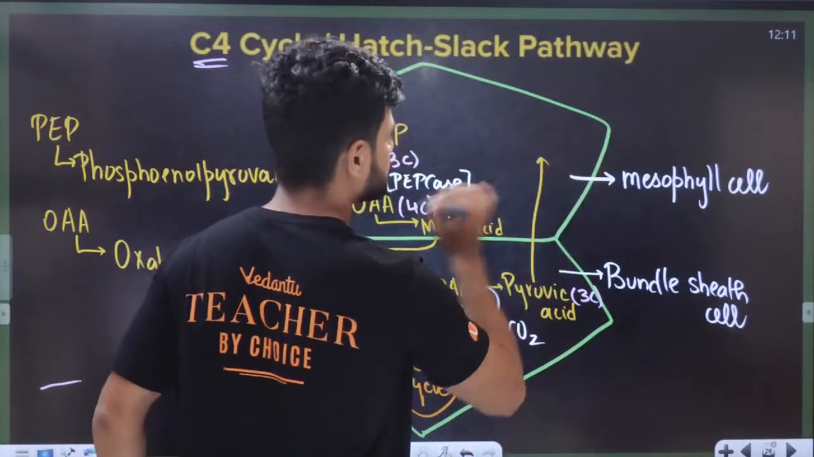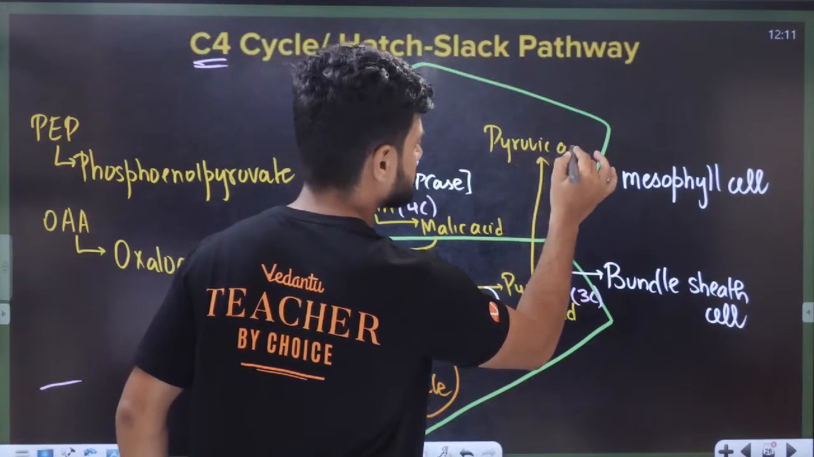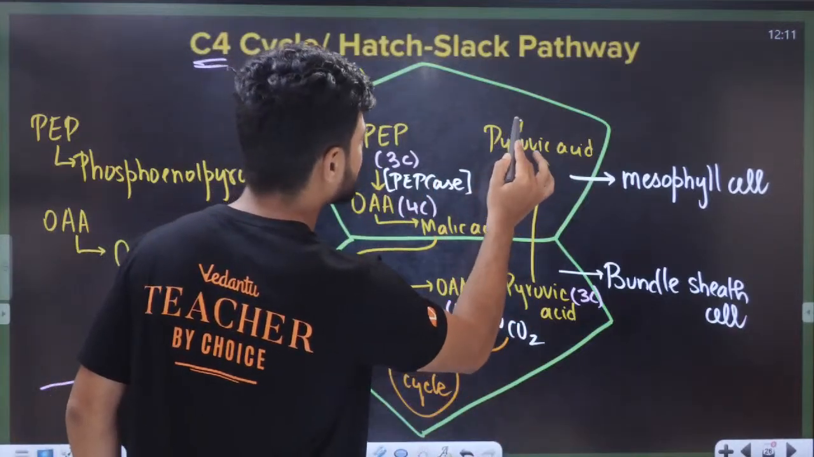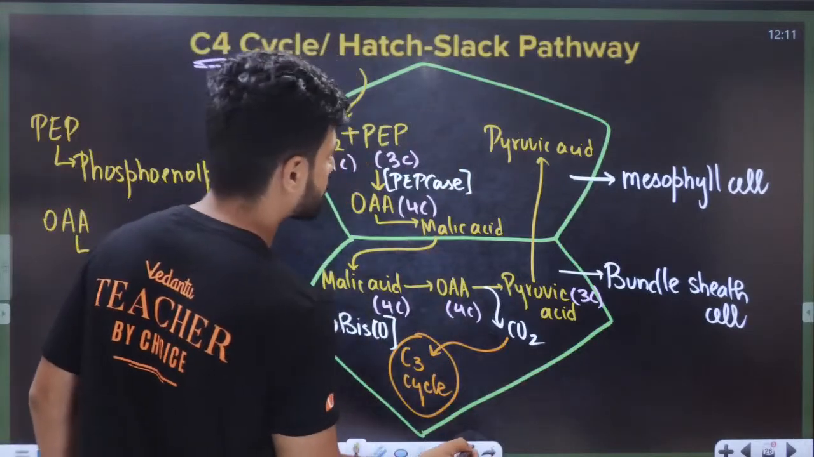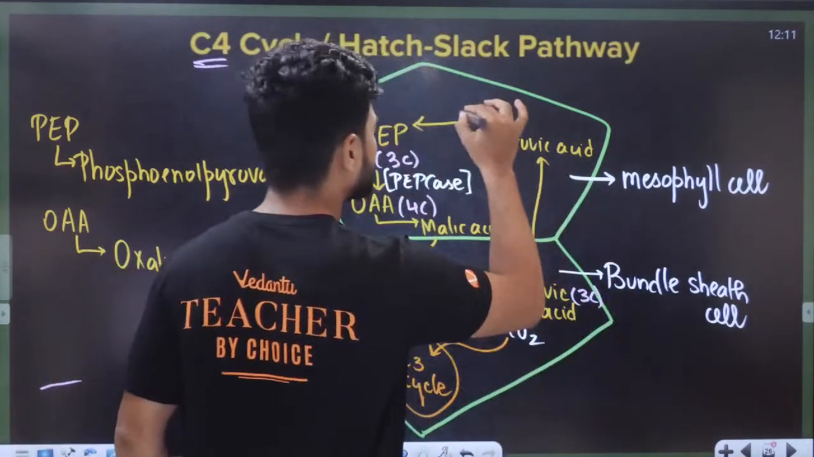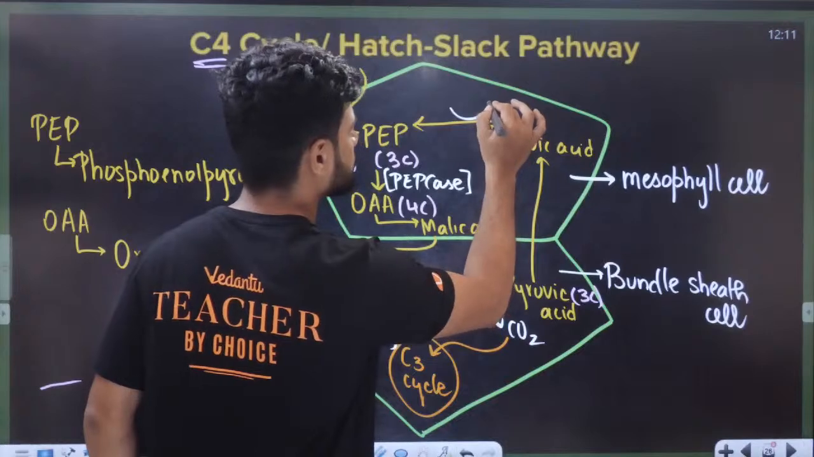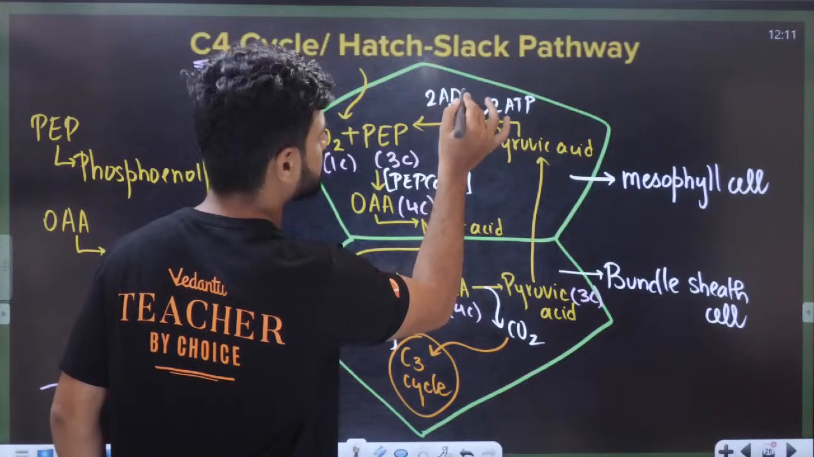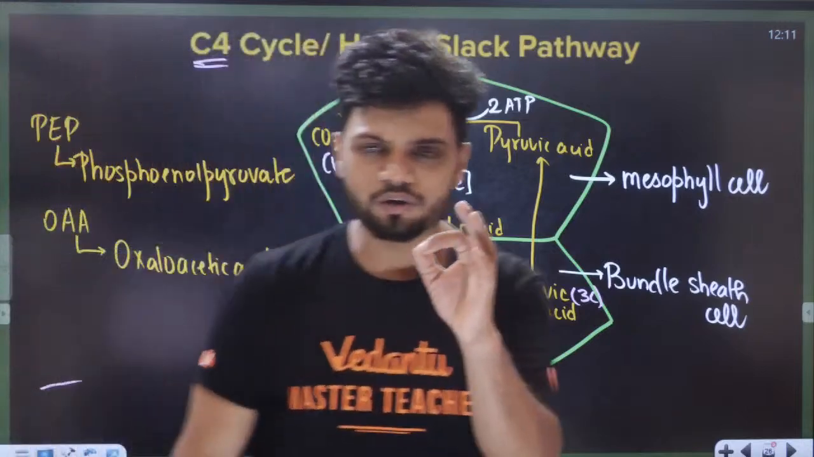Now this pyruvic acid is sent up. This pyruvic acid again gets converted back to PEP, and in that step again there is a requirement of 2 ATP. 2 ATP is getting converted to 2 ADP. That is your entire C4 cycle. That's all.